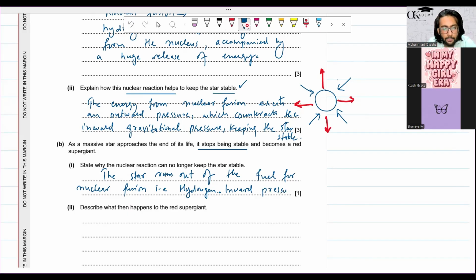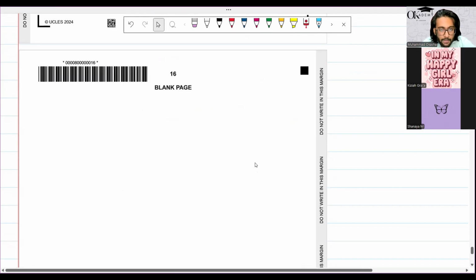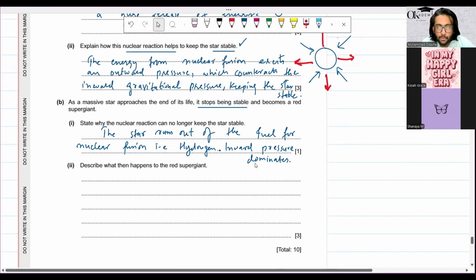Inward pressure dominates. This should be the last question, I think. Yep, this is the last question. Describe what happens to the red supergiant. And this is for 3 marks. So, yes, anybody can tell.